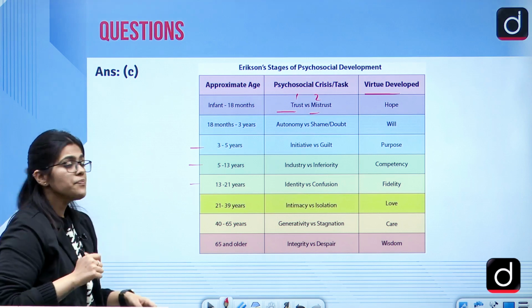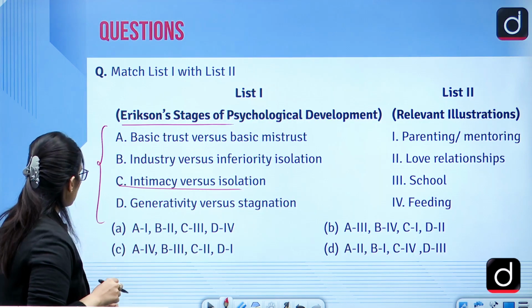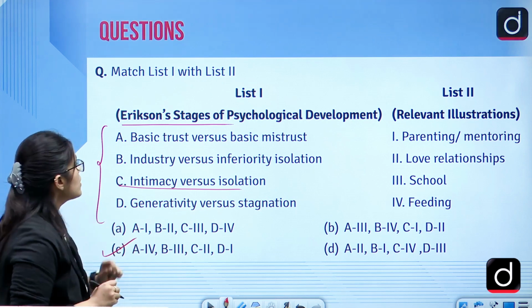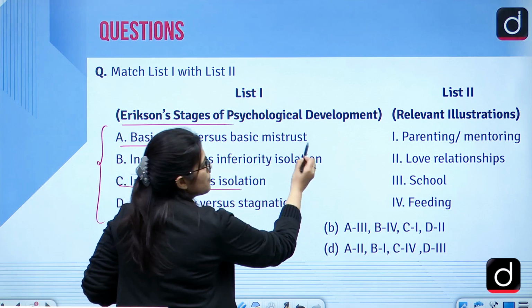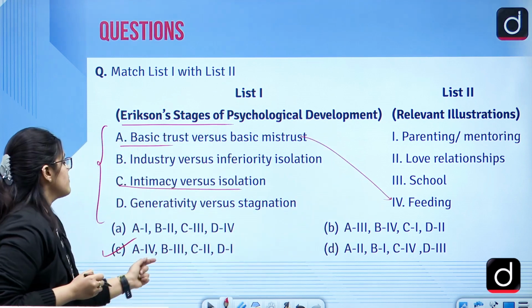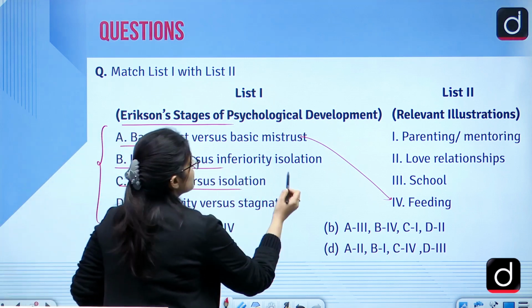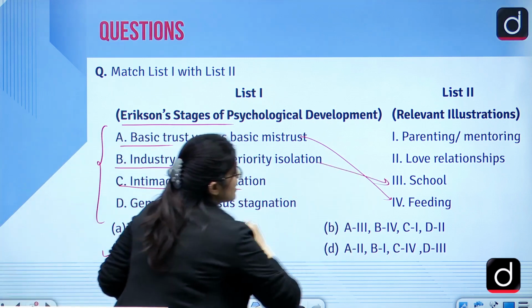Now let us see what is the answer here. C is the right answer. That means A will be joined with 4, the basic trust versus mistrust. Then we have B, which will be joined with 3, industry versus inferiority, isolation in the schooling.